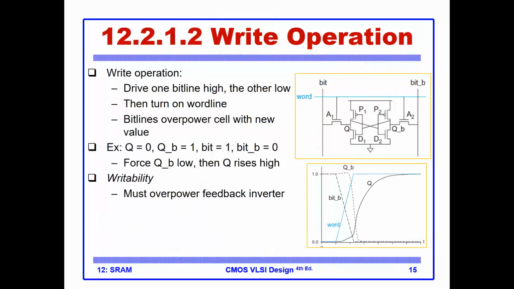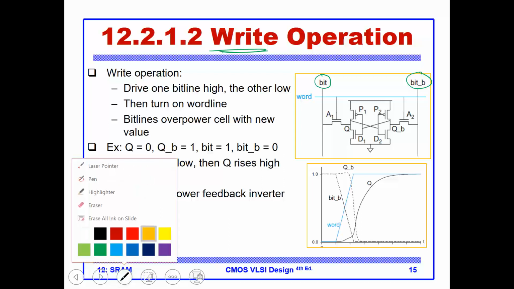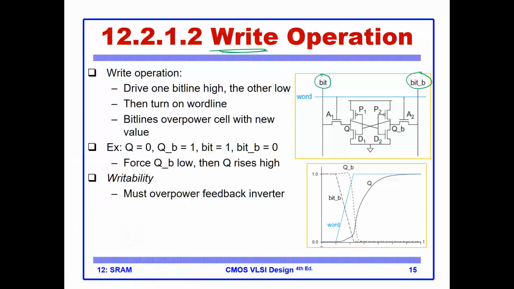How about the write operation? In the write operation, I want to force the values that are on the bit lines into the cell itself. Let's see how we do that. Suppose I have Q equals 0 initially, and Q bar is VDD, which is 1, and suppose I want to change their values. I want to write a 1 on Q and a 0 on Q bar.